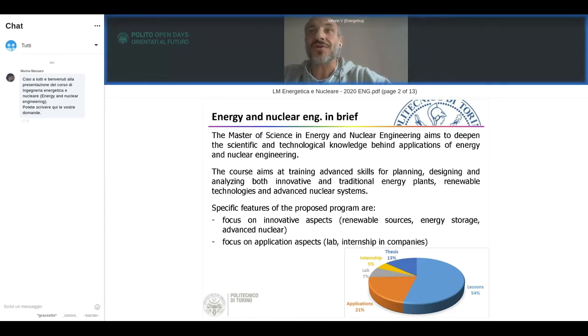Some specific features related with the master programs we are currently offering. That's pretty new, the master program. We started it this year. Previously, the structure was completely different. The features are the specific focus on the innovative aspects, like the renewable sources, the energy storage, and the advanced nuclear. And also the focus is on the application aspects.